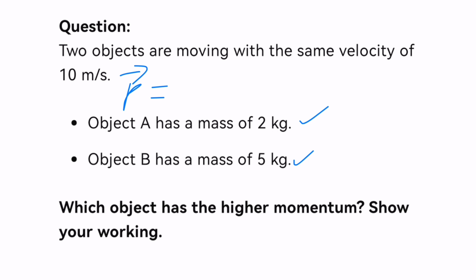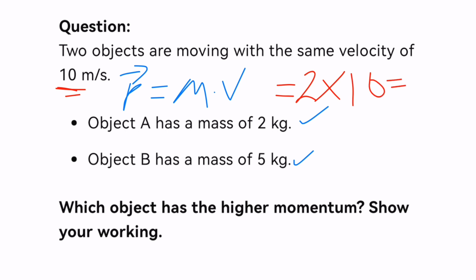We start with object A. Momentum is mass times velocity. The mass of object A is 2 kg, times the velocity, which is 10, since the velocity is the same. So the momentum for object A is 20.